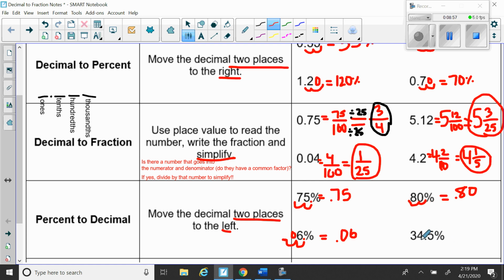And then last but not least, we're moving this 34 and 5/10% over. Move that twice, and that would give us 345 thousandths for our decimal, okay? And that's as easy as that. That's all we do there.